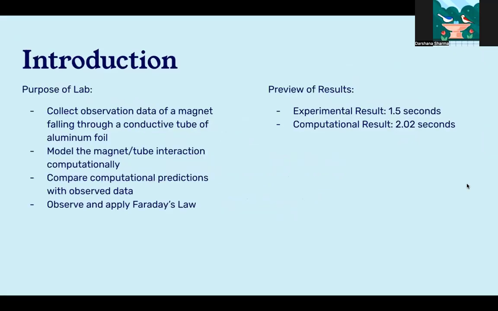The purpose of this lab was to collect observational data of a magnet falling through a conductive aluminum foil tube, and use this data to model the magnet-tube interaction computationally. Then we compared the computational predictions with the observed data. In this lab, we also observed and applied Faraday's law. I received an experimental result of 1.5 seconds and a computational result of 2.02 seconds.